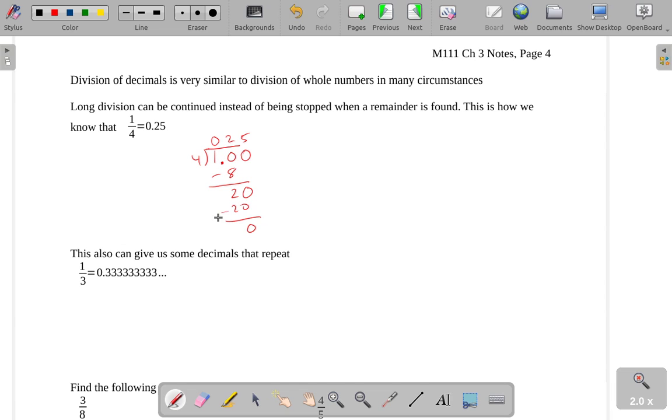Now, the one thing I didn't do up here is that when I wrote this decimal, I should have actually put the decimal up top right above that as well. So you can see we end up getting 1 divided by 4 is 0.25.